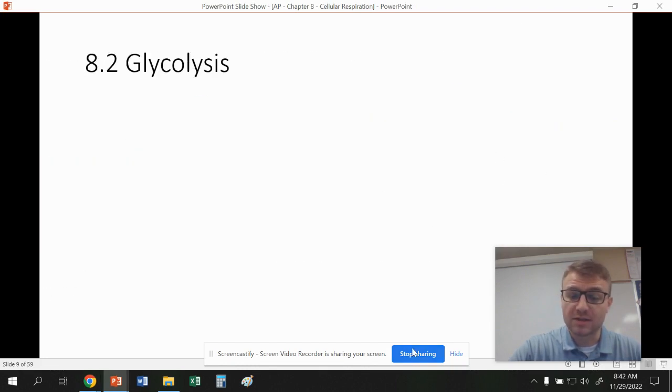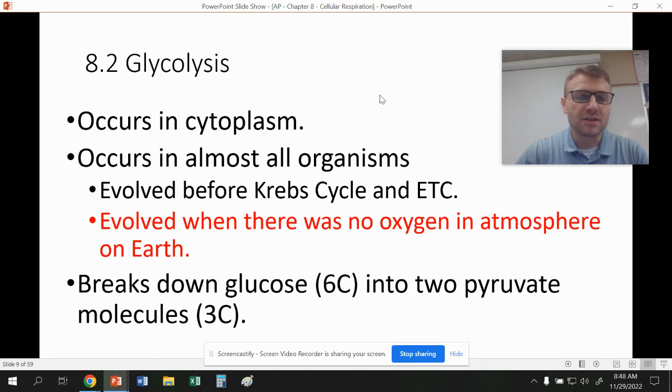All right, this is where 8.1 stops. Glycolysis is the first step, and we're going to focus on it because it occurs first. Glyco means sugar, lysis means to break, so think breaking down sugar. This whole step breaks down sugar into 2 pyruvate molecules, and just like in photosynthesis, focus on the carbons.